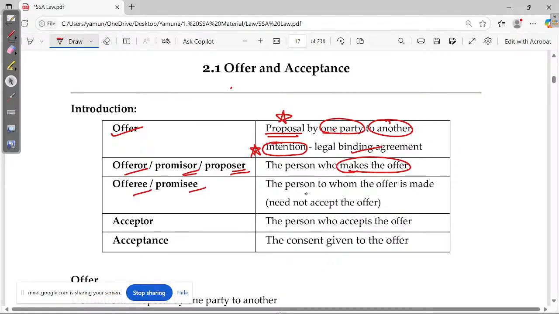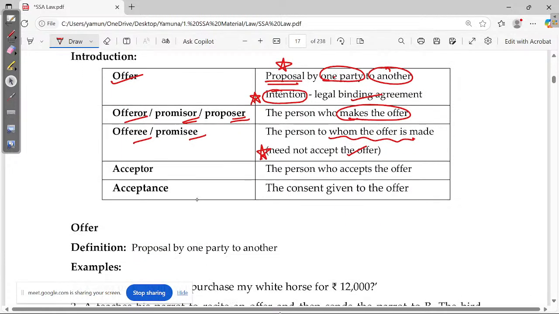Offering or promising, the person to whom the offer is made. Please place a star mark. He need not accept the offer. Acceptor, the person who accepts the offer.